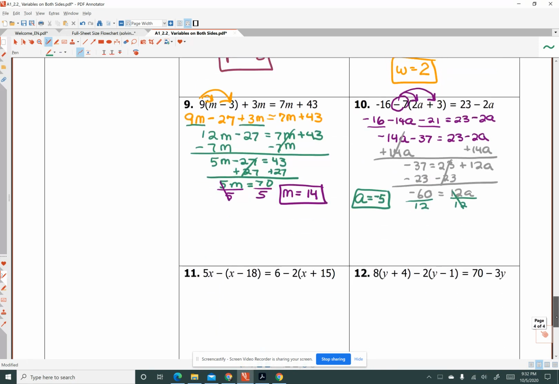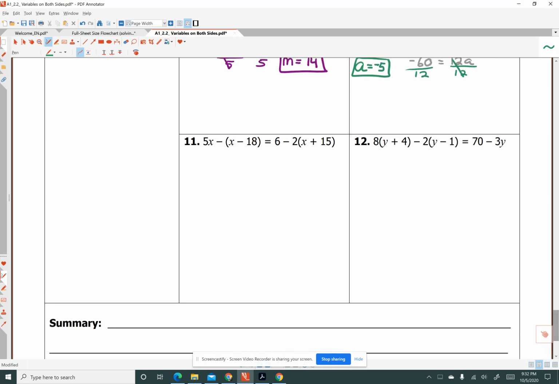So let's go down to the last couple of problems. Now we have to distribute in two places. Remember, when you distribute just a sign like that, a negative sign, what we're really talking about is an invisible 1 here. So you're multiplying -1 times x and -1 times -18. So on the left side, we've got 5x minus x. Negative times a negative is a positive, plus 18 equals 6.